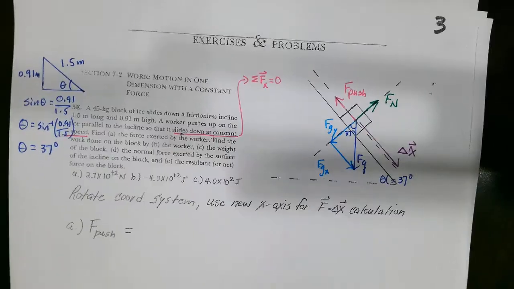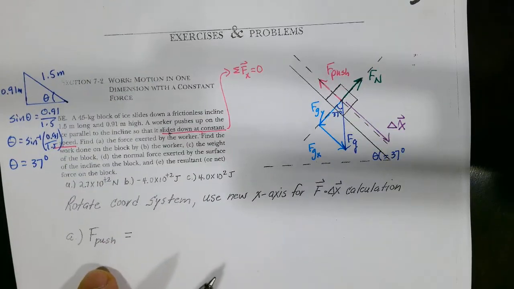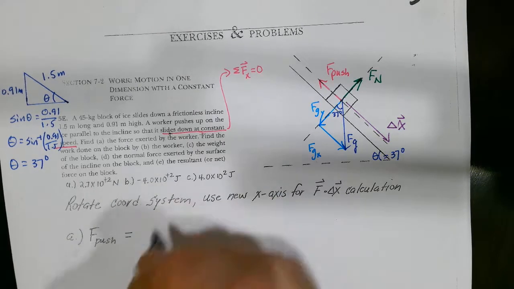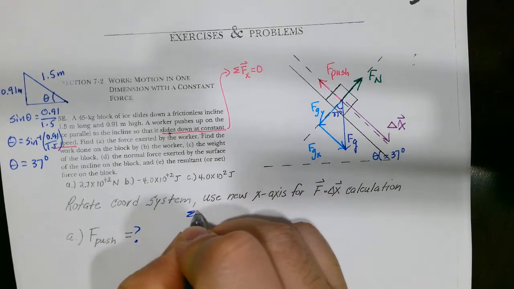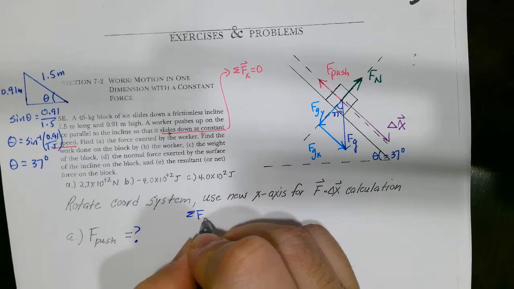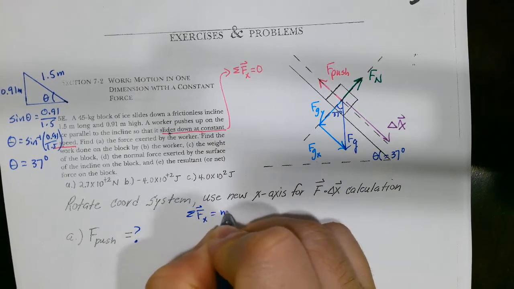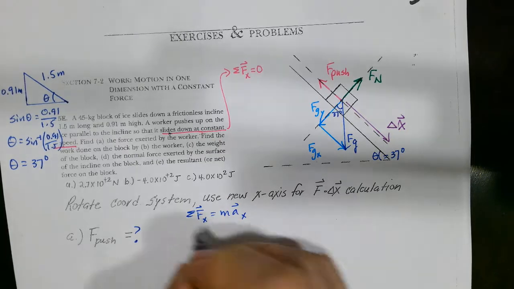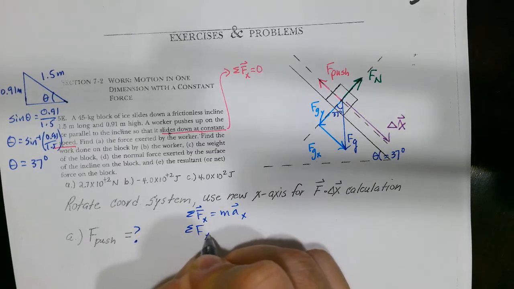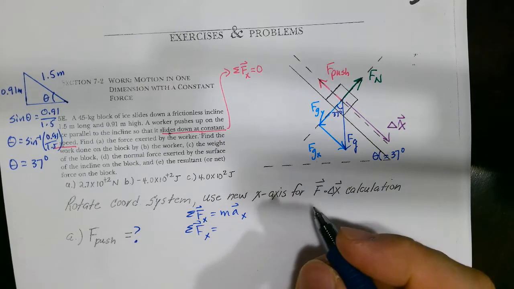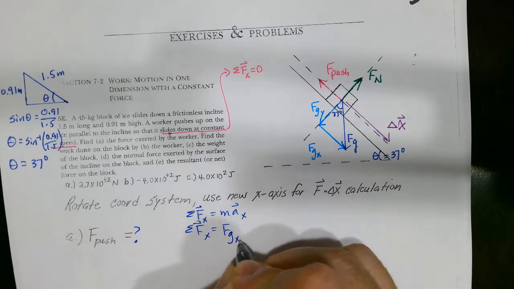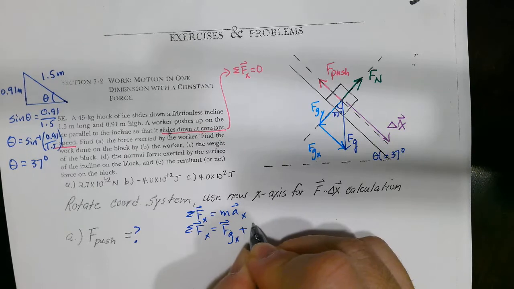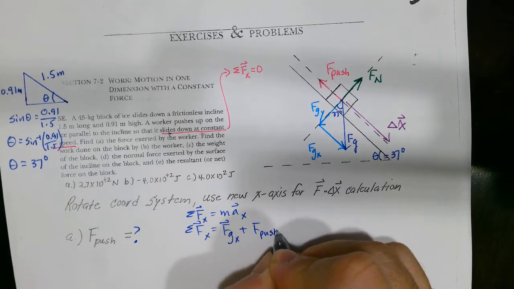All right. So how much is force push? Well, we know, right? Force push, sum of all force in the x direction is equal to max. And you know, sum of all forces in the x direction is equal to Fgx plus F push, right?